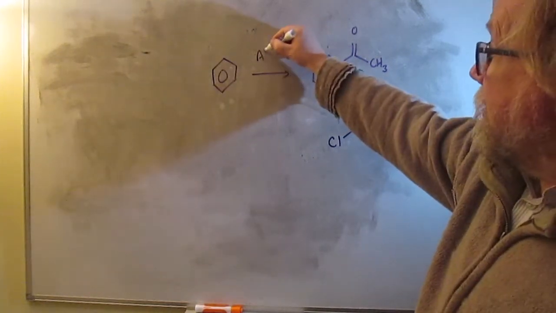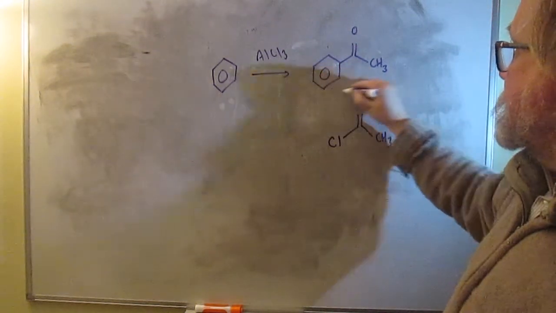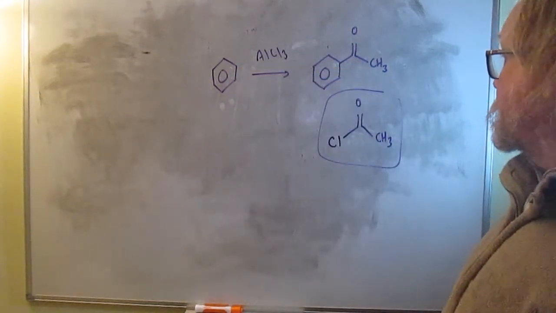Remember, you need also an aluminium chloride catalyst, but the reagent is that, which is the acyl chloride, which is C.